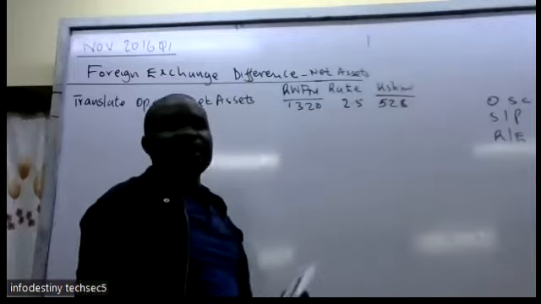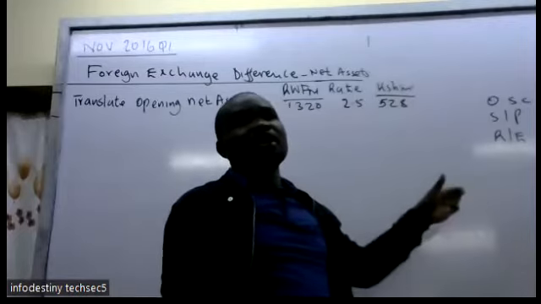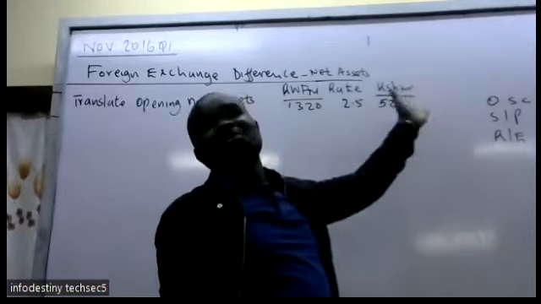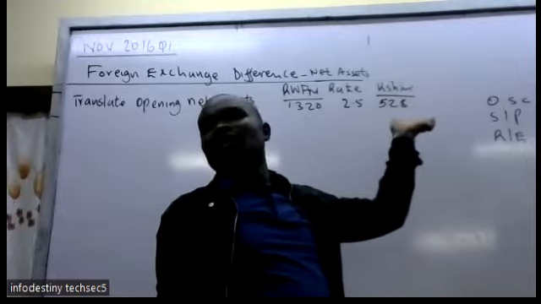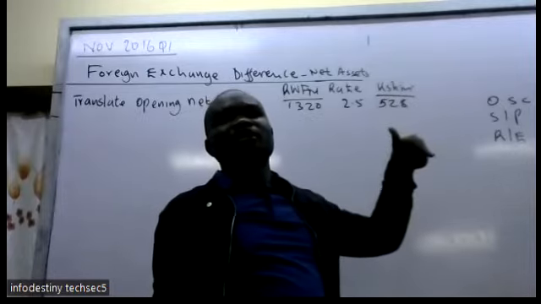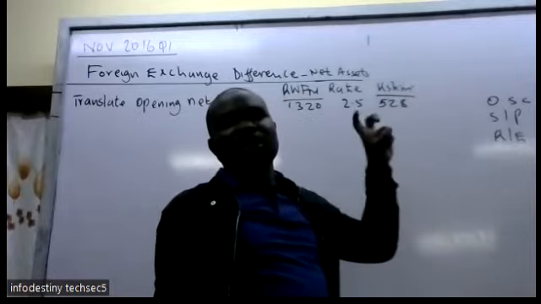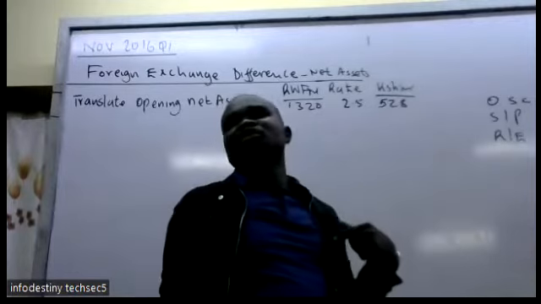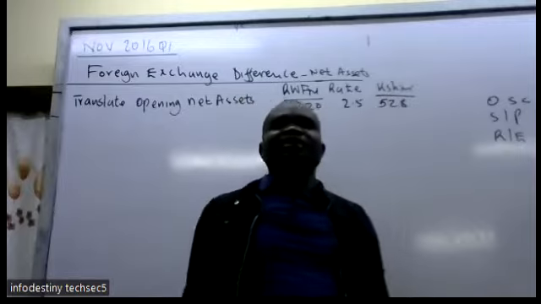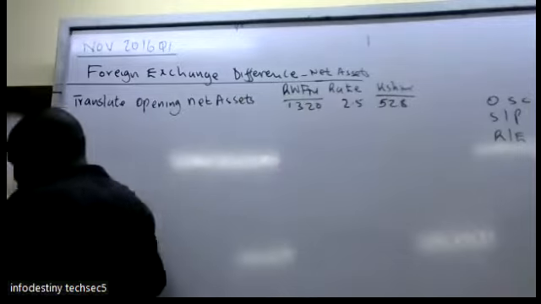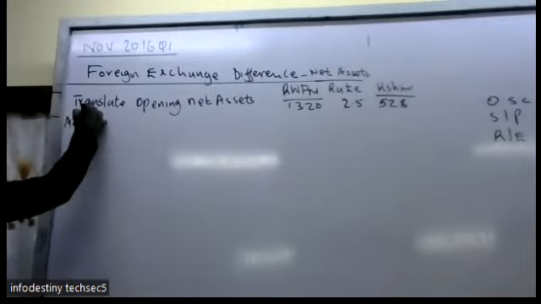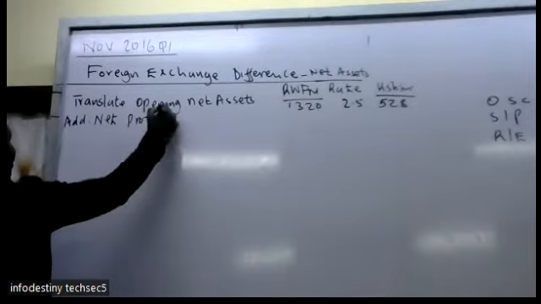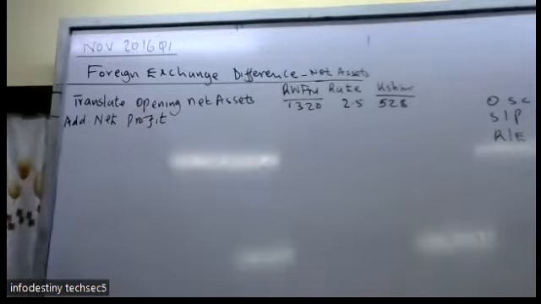So add net profit. You know, net assets, this was the beginning of the year. So when you add the profit, it should give you the closing. You know, ordinary and share premium will just be constant. So what will make it increase is the profit. So when you pick the profit for that year, you add to the 1320, you should get the closing. So if it fails, then that is the gain or loss. So add net profit for the year.